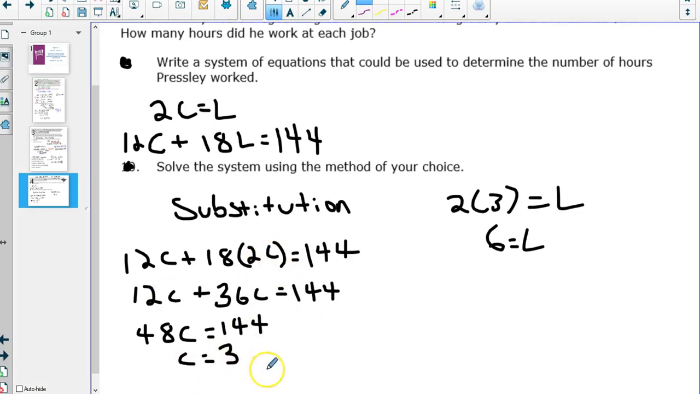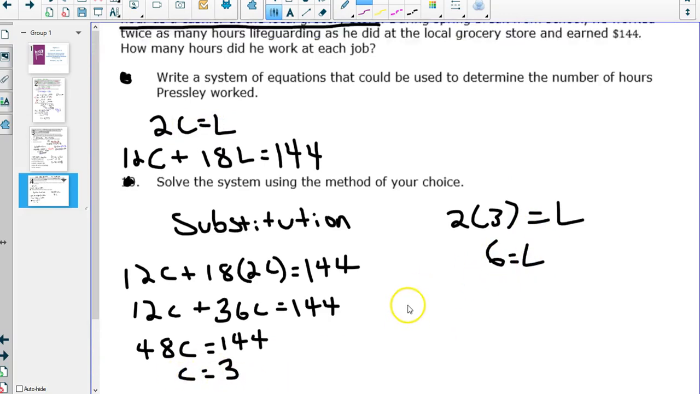Gives us 3. Plugging 3 back into either equation, doesn't matter which one. I chose to go with 2C equals L because it's easier to plug into, so we get 6 is equal to L. So we have 3 hours worked as a cashier, 6 hours worked as a lifeguard.